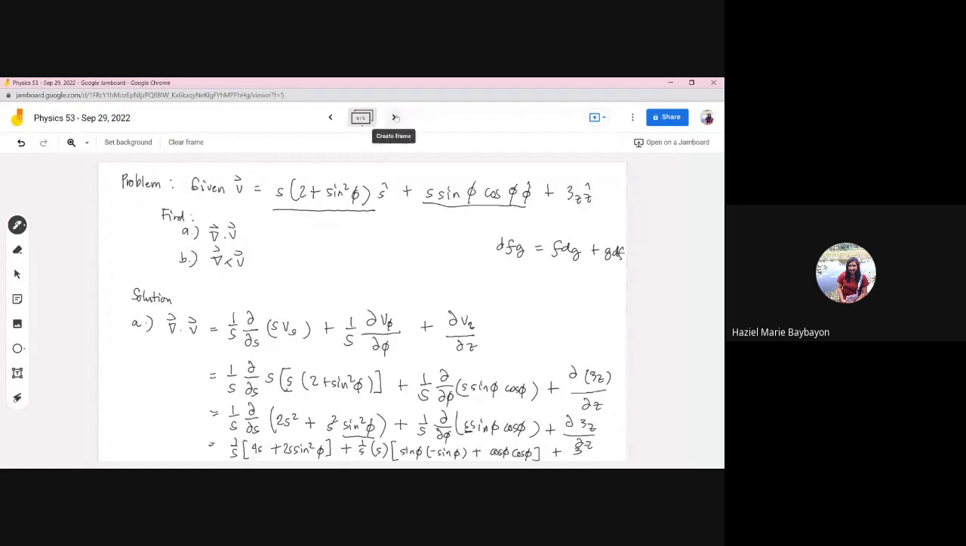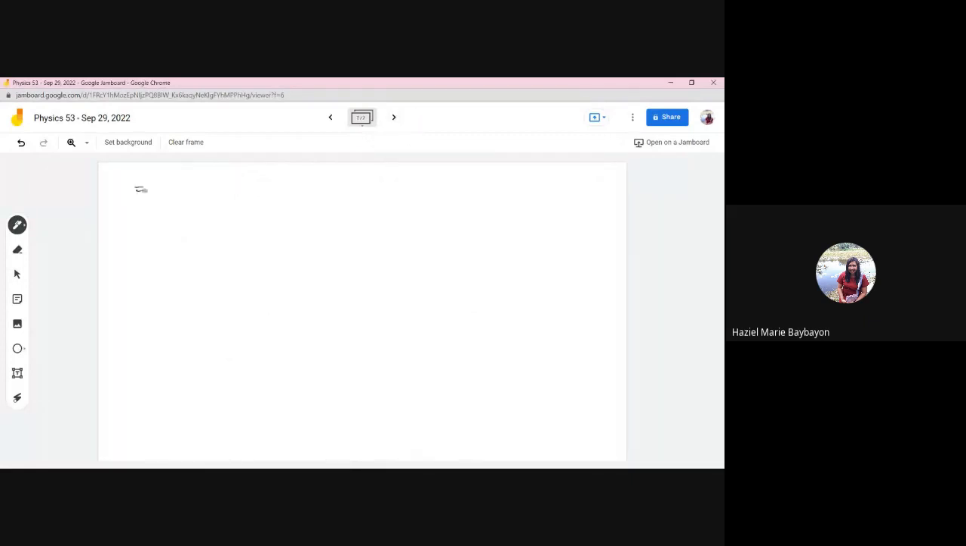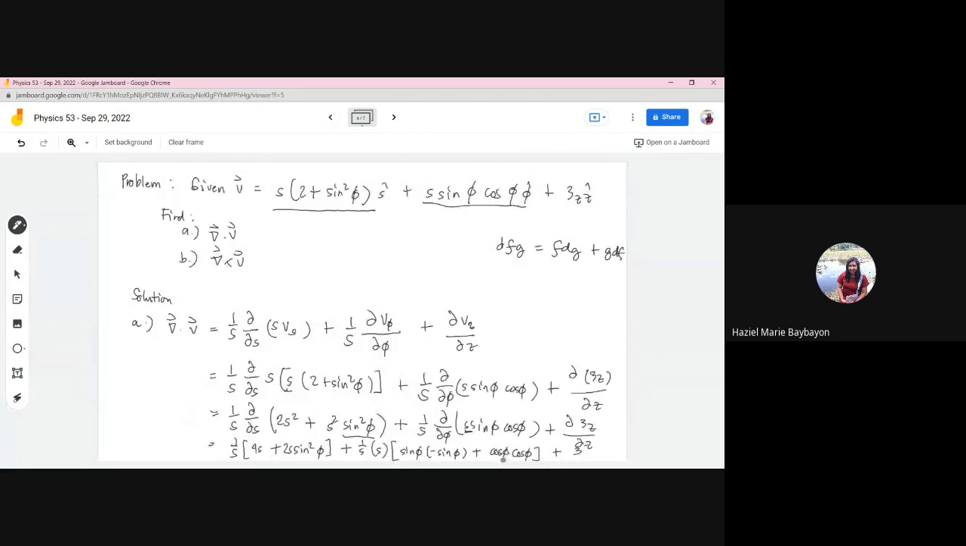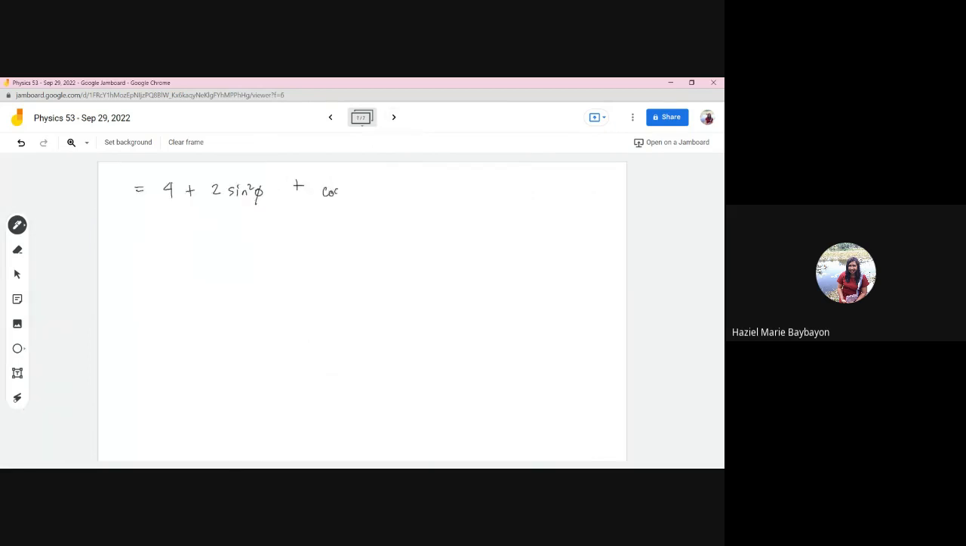Okay, so I hope inyo tong ma-visual, inyo tong ma-recall. So you have 4 plus 2 sine squared phi. Sakto ba ni? Plus kini siya nga term. So, pwede na to isulat as cosine squared phi. Kini siya kay minus sine squared phi. So, you have cosine squared phi minus sine squared phi plus 3. Okay. Napabatay na limtan nga term. Wala na, no?